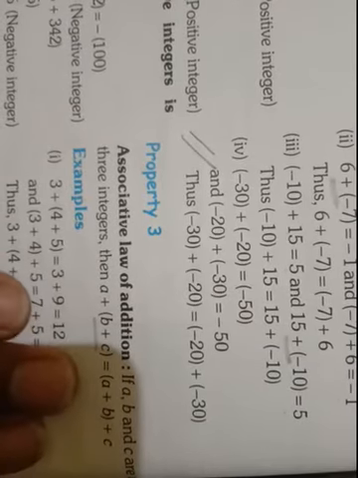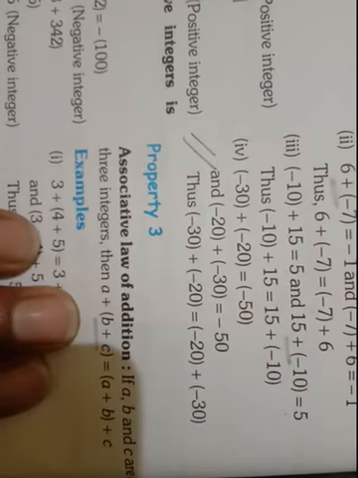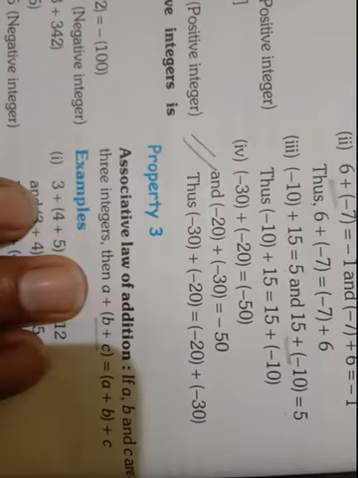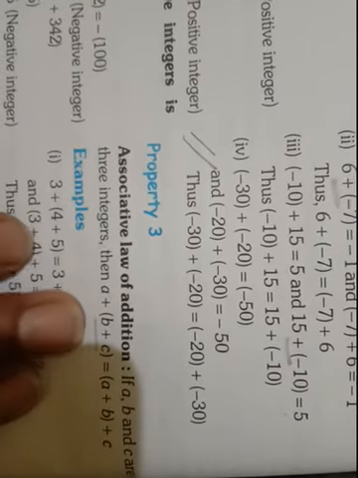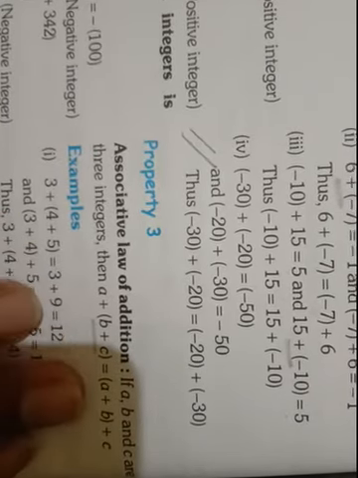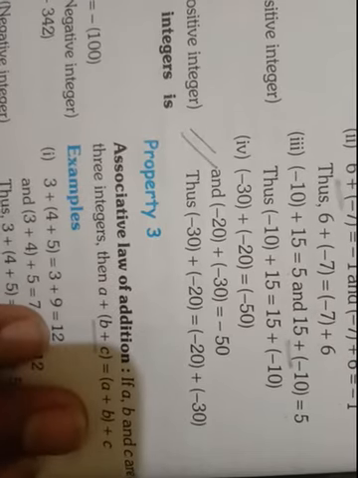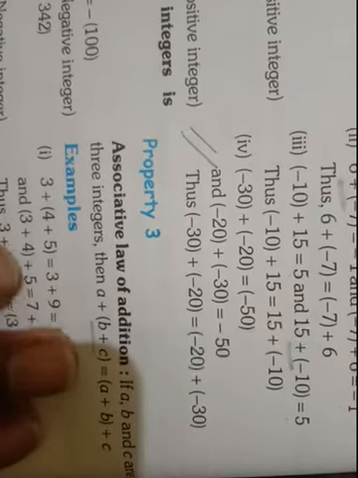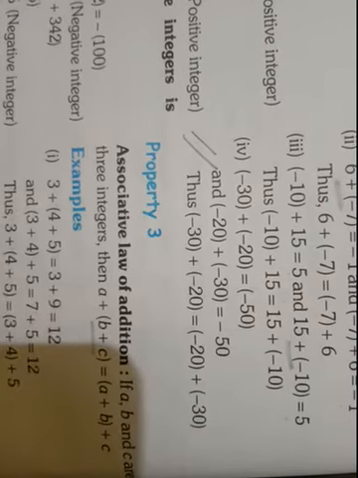How can we finalize the order in the associative law of addition? In the LHS, the first integer will be alone, individual, plus the other two integers will be in a group. In the RHS, the first two integers are in the group and the last integer will be alone. So a plus, inside the bracket, b plus c is equal to, inside the bracket, a plus b, plus c. Just see the example.